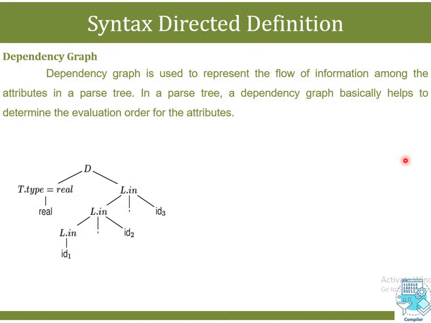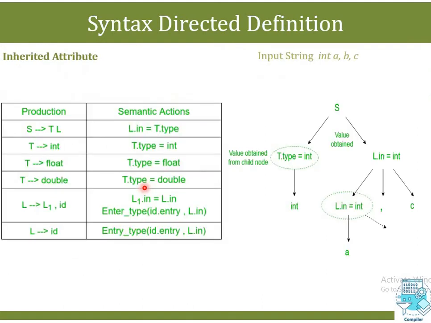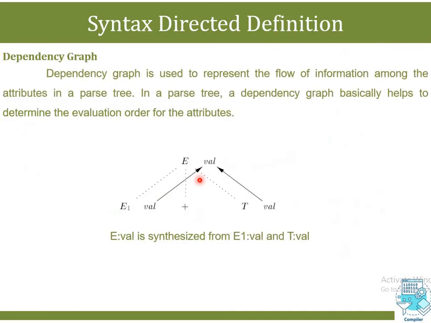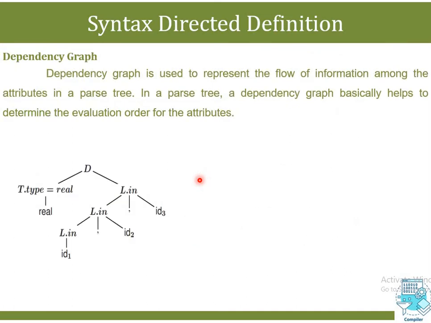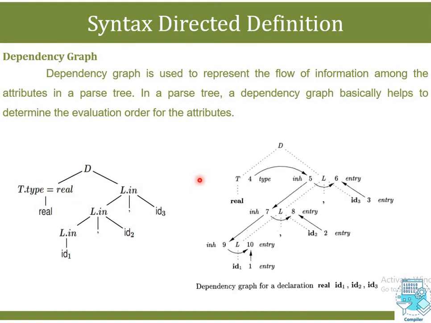Now let us discuss an example. I have an input string like real a comma b comma c, a declaration statement. For the statement real a comma b comma c, the parse tree has been constructed, specifically an annotated parse tree. This is how the annotated parse tree will look. We have constructed this by referring to the grammar. Now let us construct the dependency graph. This is how the dependency graph will be.